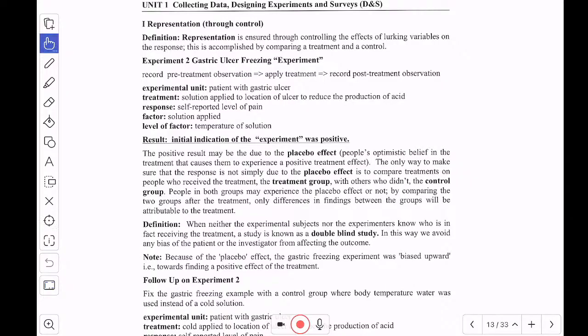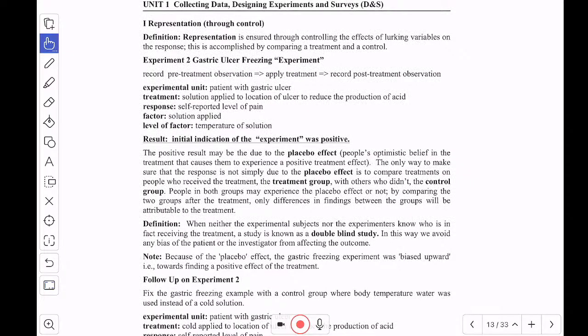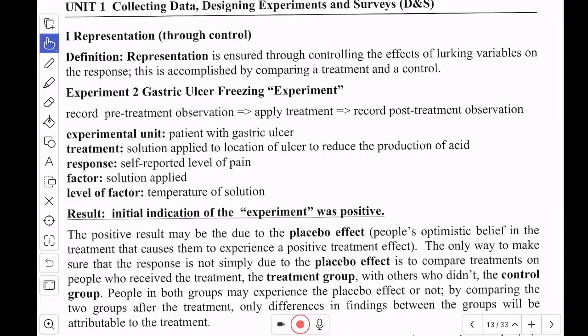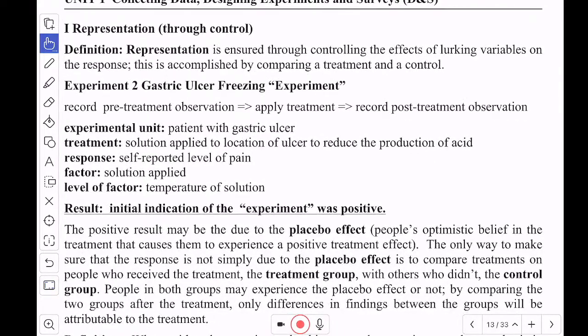All right, so to illustrate the first, let's talk about control. I'm going to illustrate experiment number 2 that I refer to as the gastric ulcer freezing experiment. So this experiment is conducted for people suffering from stomach ulcers. And if anybody's ever had intestinal or gastric ulcers, you're going to appreciate the need for relief.